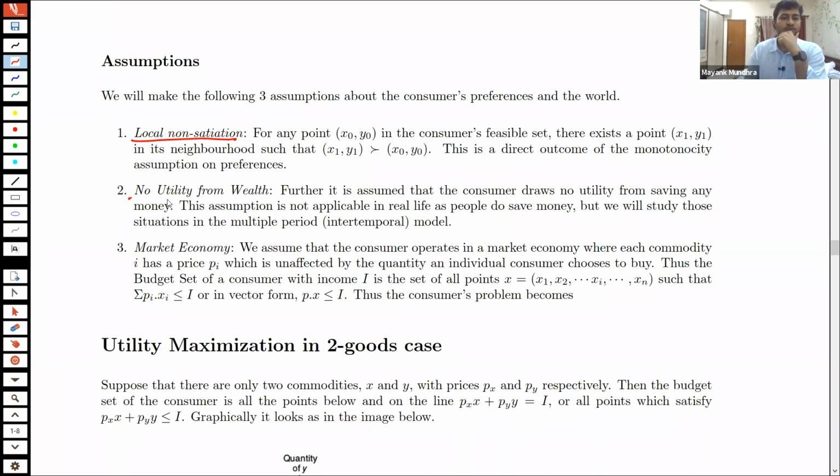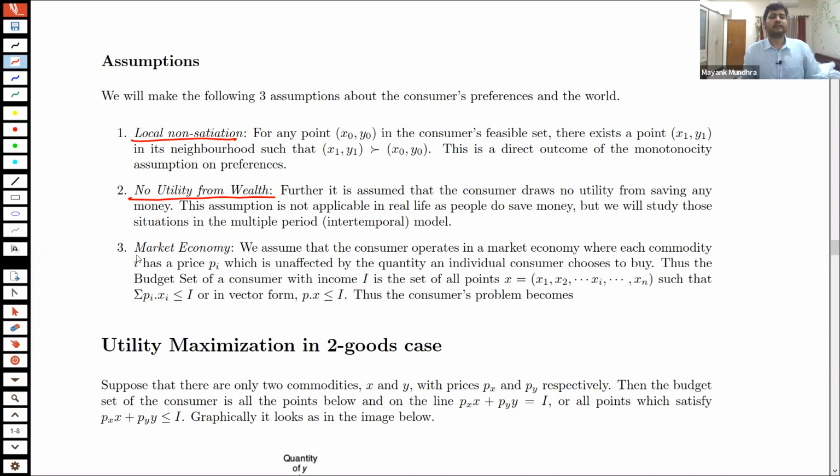The next is no utility from wealth. This just says that saving wealth is not going to give you any pleasure. Now, generally, this is not true. Generally, we know from fact that our parents don't spend everything. Even when we start earning, we will not be spending everything. We'll keep some savings for a rainy day. Here we are saying that the consumer does not get any utility from saving his wealth. He only gets utility from consumption.